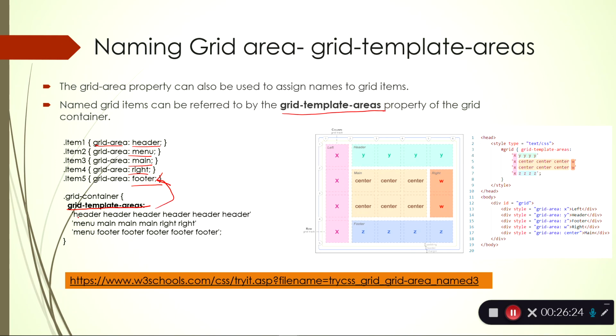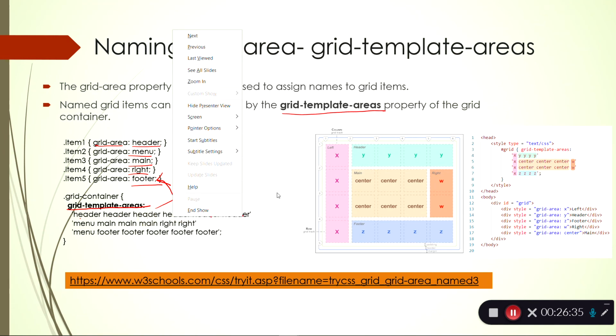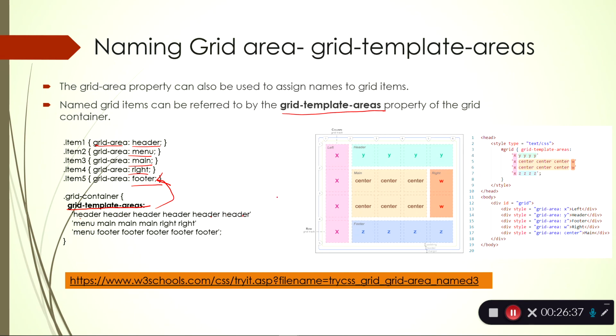So you can simply say grid template areas and how many headers. For example, if you want the header to take 5 columns, you can simply say header 5 times, so that it will be taken. Let's look at this in this picture. You can see that grid area X, Y, Z, W, that is the grid area, and that is associated with the grid template area.